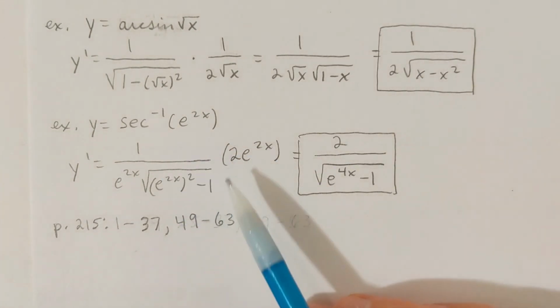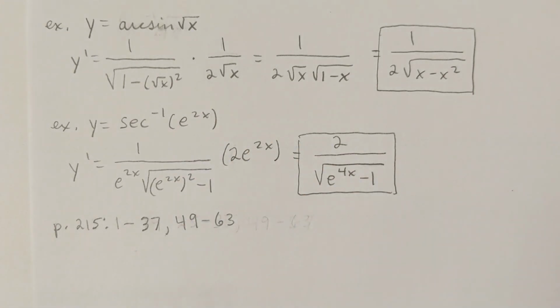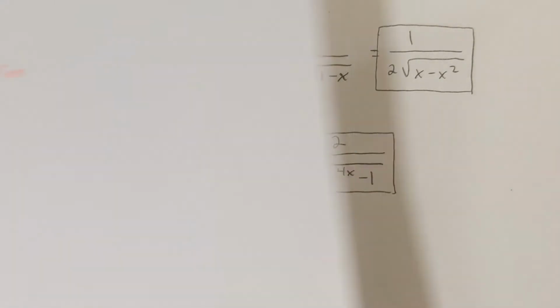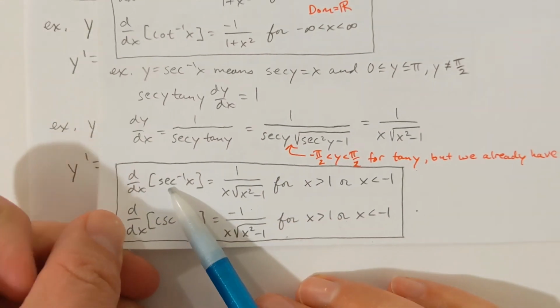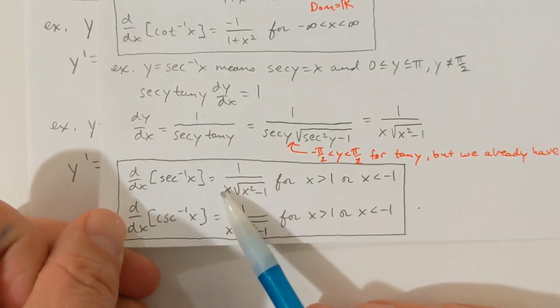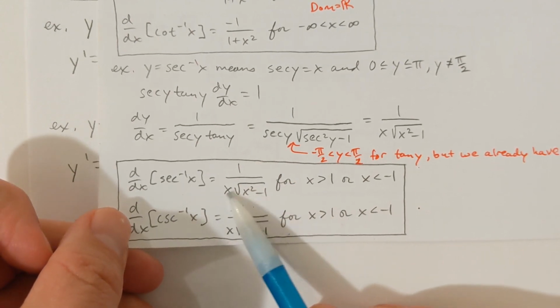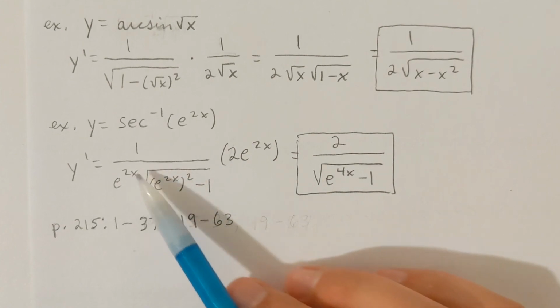Here's another chain rule. Okay, e to the 2x is inside of the secant inverse function. So I want to differentiate. This is actually going to be a chain rule within a chain rule. Well, here's the derivative for secant inverse of x. So I don't have secant inverse of x, right? But I'm going to start with this formula, and where I see x, I'm just going to replace that with e to the 2x. And so I've done that.